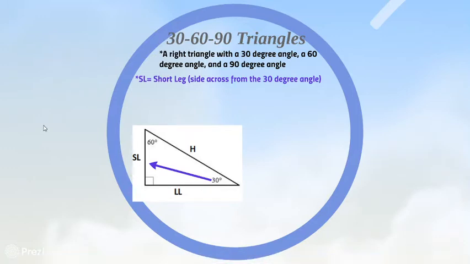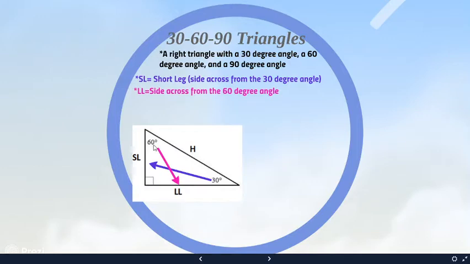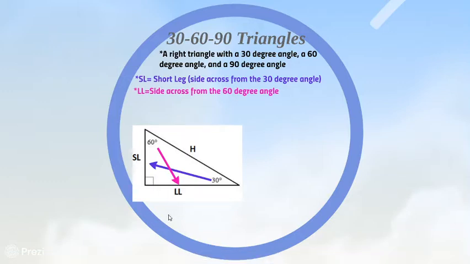Now the longer leg, it's also one of the sides of the right angle, and that is the side that is directly across from the 60-degree angle. Okay, because 60 is a larger angle than 30, so the leg length will be longer than the short leg, which is across from the 30-degree angle. So the long leg will always be the side that is directly across from your 60-degree angle. And like normal, the 90-degree angle is directly across from the side that we call the hypotenuse. So these will be the three sides that I'm referring to in your 30, 60, 90 triangle.